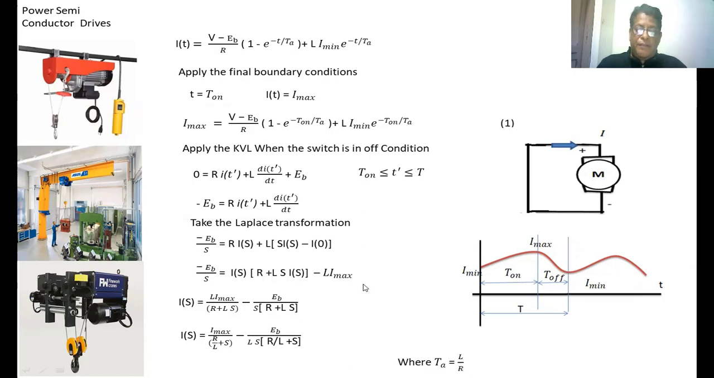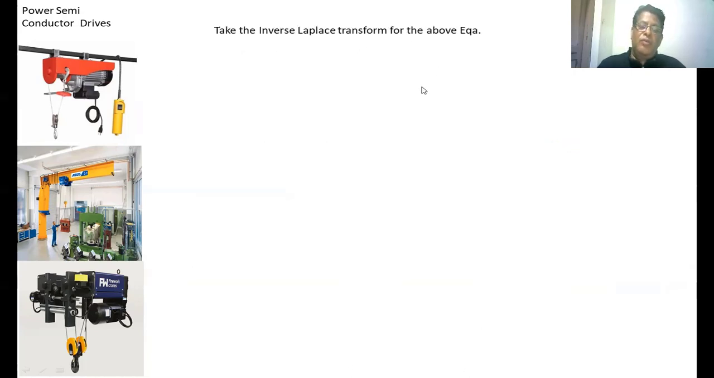Now you take the inverse Laplace transformation of the above equation. We are getting I of T dash equal to I maximum into e to the power of minus T dash by Ta, minus EB by R into 1 minus e to the power of minus T dash by Ta. Now here we define T dash equal to T minus T on.